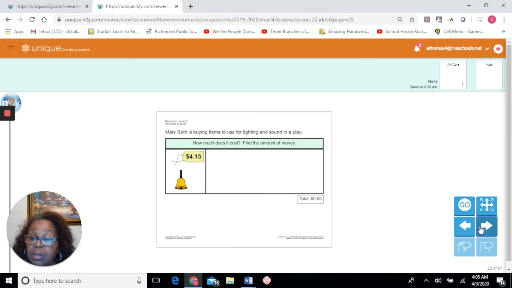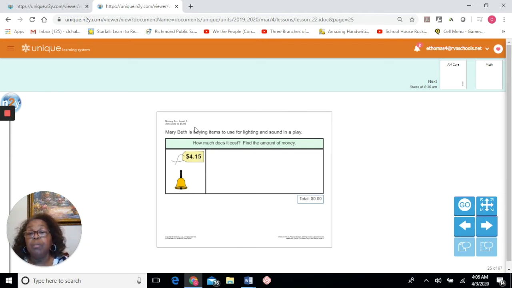Oh my, it's changed up. Now we have $4.15. Remember, here we have a dollar sign and a decimal point, which means that we have 4 whole dollars, and then we have less than $1 on the right side of the decimal. So we have $4.15. How much does it cost?